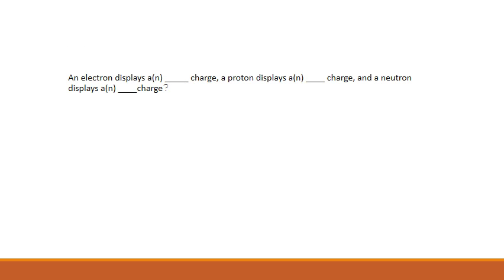An electron displays a or an blank charge. A proton displays a or an blank charge, and a neutron displays a or an blank charge. Answer: an electron displays a negative charge, a proton displays a positive charge, and a neutron displays a neutral charge, or no charge. What is the name of the electrical base unit based on the number of electrons? How many electrons does it represent?